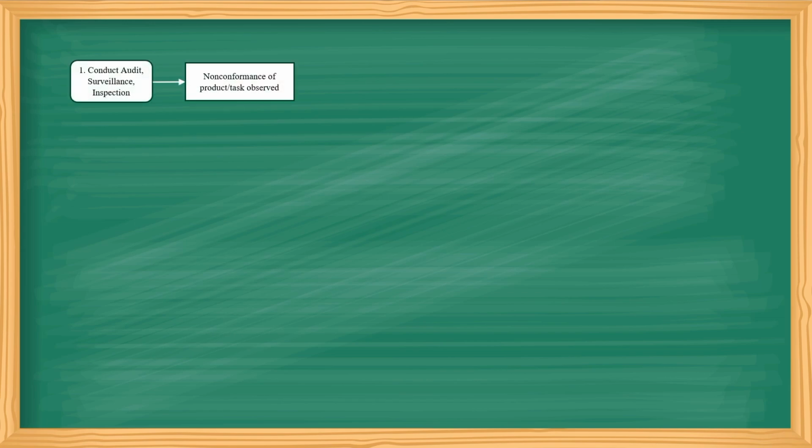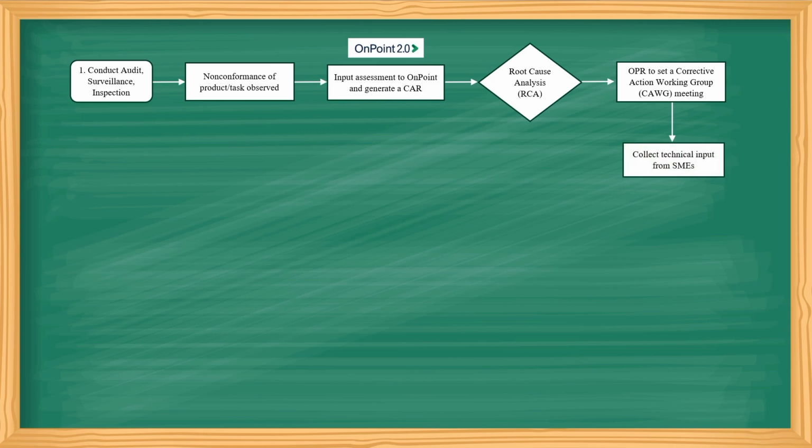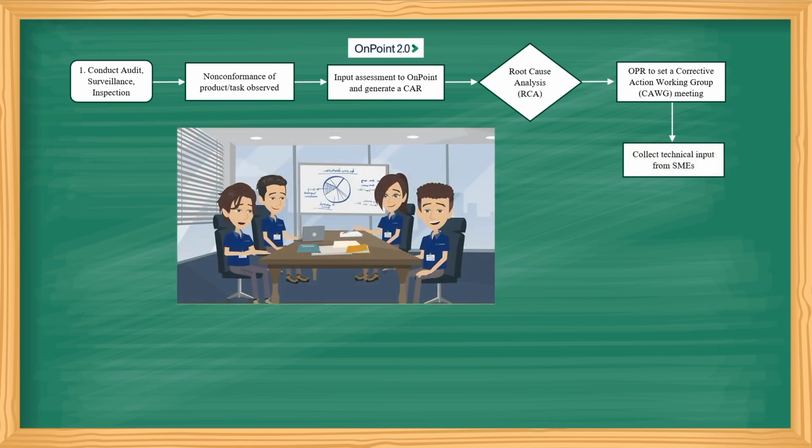A CAR can be generated as a result of an audit, surveillance, or inspection on the non-conformance of a product or task observed. These non-conformances shall be inputted into OnPoint for assessment and CAR generation. Earlier, we have mentioned that a CAR involves the application of root cause analysis, RCA, to address non-conformances. Once a non-conformance has been observed, a corrective action working group, COG meeting will be set with the OPR in order to collect technical input from the subject matter experts or SMEs.